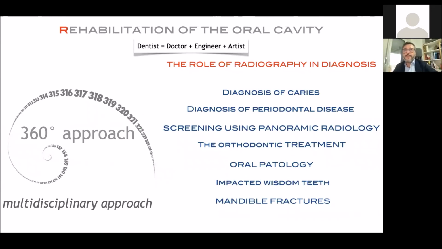Panoramic radiography has become a commonly used imaging modality in dental practice and can be a valuable diagnostic tool in the dentist's armamentarium. It is necessary for making a preliminary diagnosis and being able to develop treatment plans. Indeed, we can make a diagnosis of caries, periodontal disease, screening, orthodontic treatment, oral pathology, impacted wisdom teeth, and mandible fracture.